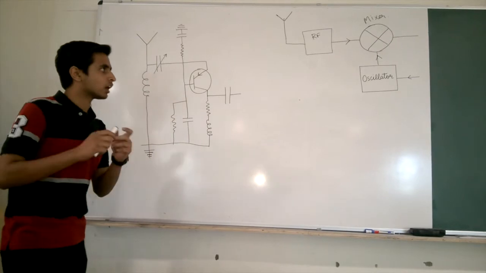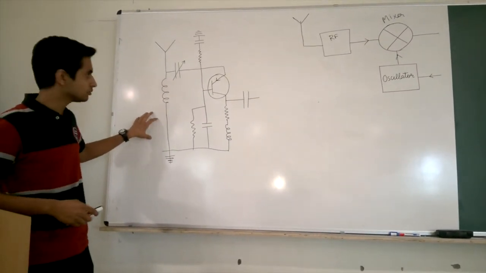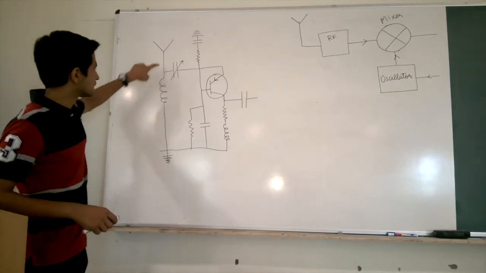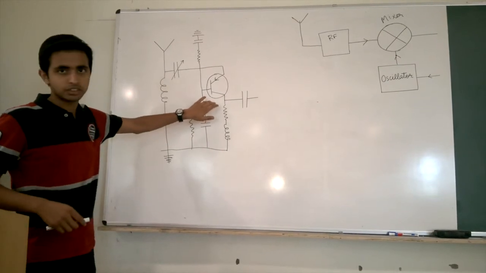Now, how does an RF amplifier work? This is the basic circuit diagram of an RF amplifier. Here you can see this is the antenna, this is the inductor and capacitor, and here is the BJT.